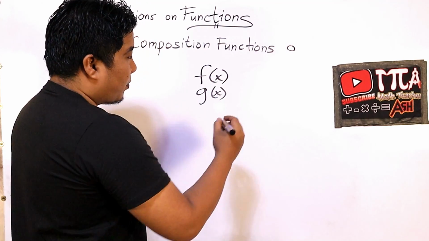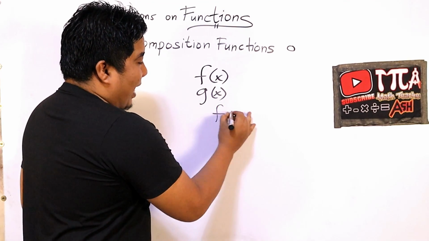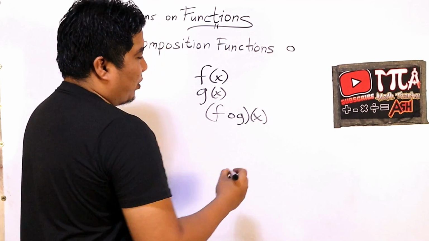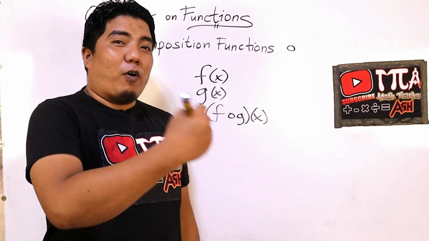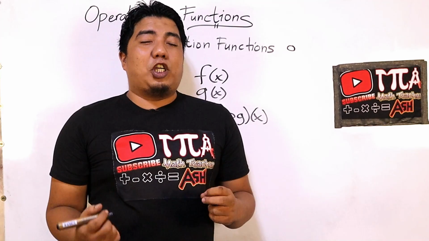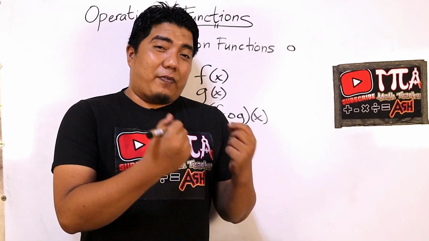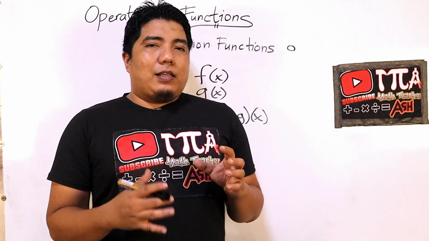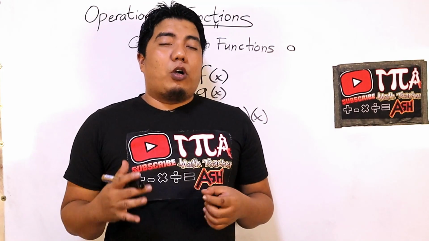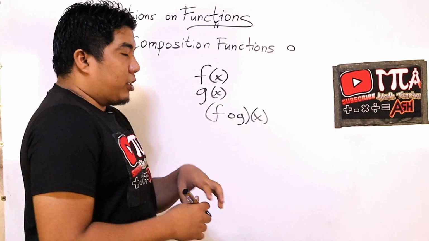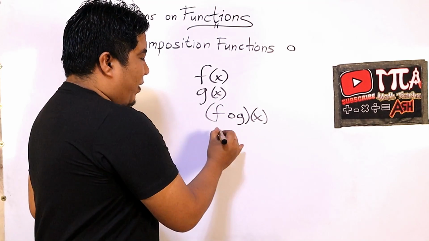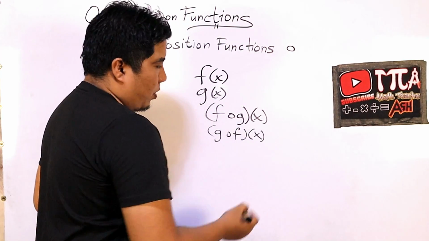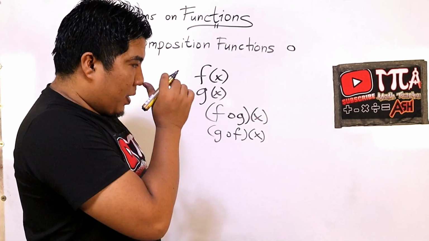Okay, now if we are trying the f of g of x, that is how we read this one, f of g of x. So the composition of f of x and g of x. Okay, so my dear math learners, in this operation, you need to be more careful. Why? Because f of g of x is different from g of f of x.